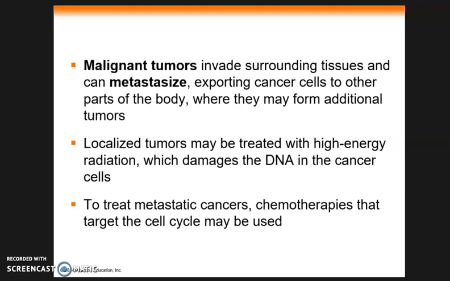Treatments for metastasizing cancers include high-energy radiation and chemotherapy with toxic drugs. These treatments target actively dividing cells. Chemotherapeutic drugs interfere with specific steps in the cell cycle. For example, Taxol prevents microtubule depolymerization, preventing cells from proceeding past that metaphase point.